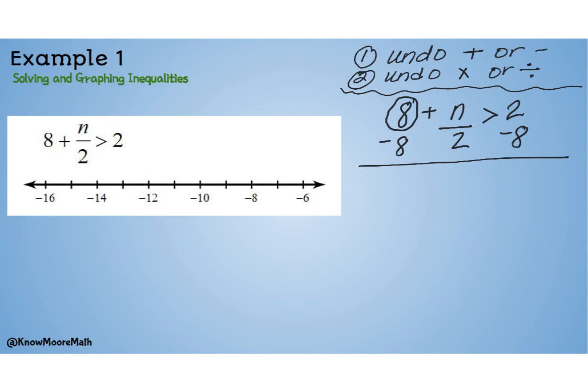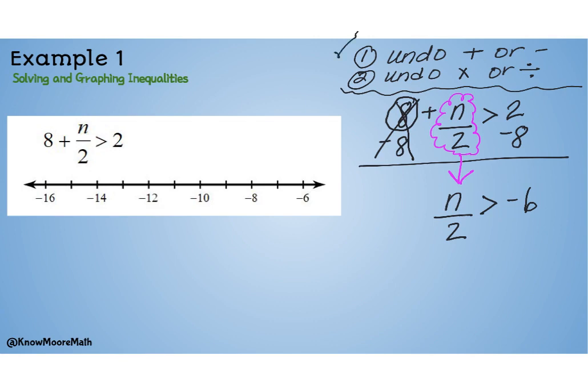So 8 minus 8 gives me 0. That cancels. Now I'm just going to bring down this n divided by 2. Also, bring down that inequality symbol. Don't flip it yet. 2 minus 8, that's going to give me negative 6. So I've done that first step.